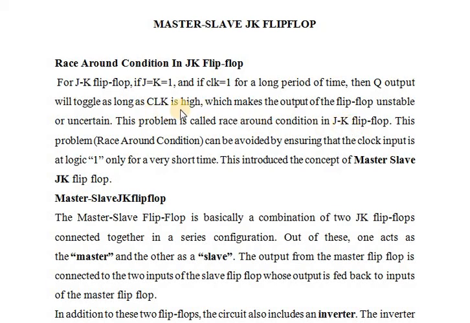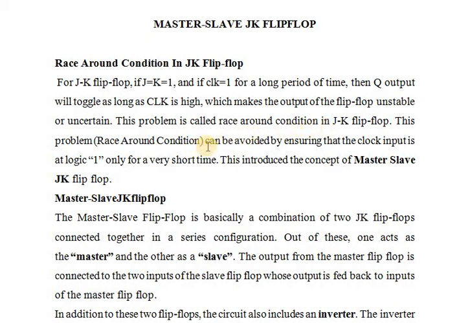So when J and K are equal to 1, at the time the clock is high, that is clock equal to 1 for a long period of time, the Q output will toggle as long as the clock is high, which makes the output of the flip flop unstable or uncertain. This condition is called race around condition in JK flip flop.